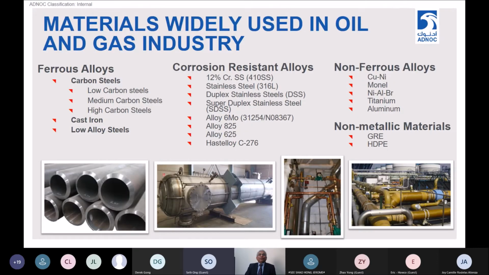Materials used widely in the oil and gas industry: ferrous alloys, corrosion resistant alloys, non-ferrous alloys, non-metallic materials. You've got a range of these shown up here. One thing I would like to mention here is that as we move from ferrous alloys to corrosion resistant alloys, then on to non-ferrous alloys, especially in the metallic range, you tend to increase cost, especially capital cost. So the capex goes up. Obviously, you have advantages around corrosion.